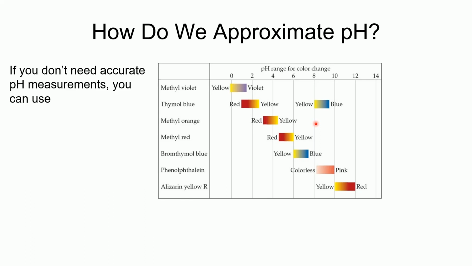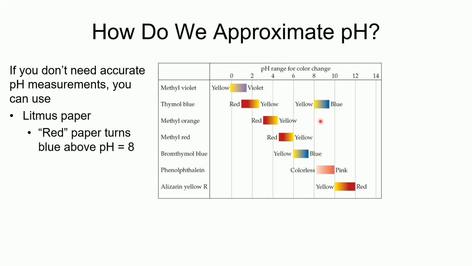If instead you don't want an accurate measurement of pH, you want an approximate pH, maybe to the nearest pH unit, or maybe you just want to know if something is acidic or basic. Well, you can use litmus paper, and litmus paper will tell you if something is acidic or basic. If you have red litmus paper, it will turn it blue if the pH goes above 8. So if you have a pH greater than 8 in the basic region, it will turn blue. And blue litmus paper will turn red, or it'll actually turn kind of pink if the pH is below 5.